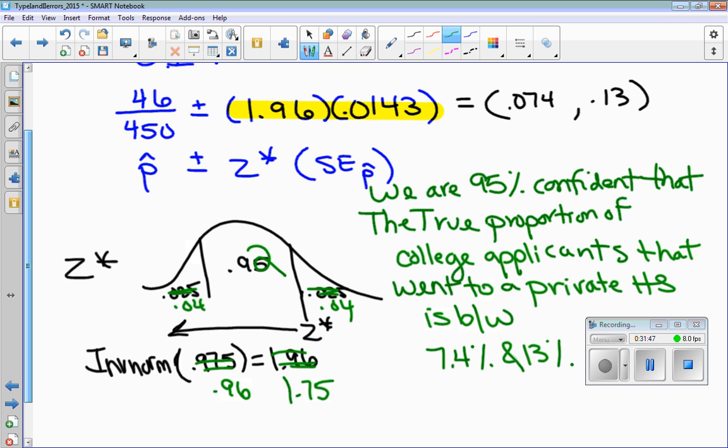So that, what I've written in green there, is the interpretation of the confidence interval, which, as you can imagine, I will probably ask you to do on your test as well. Okay?